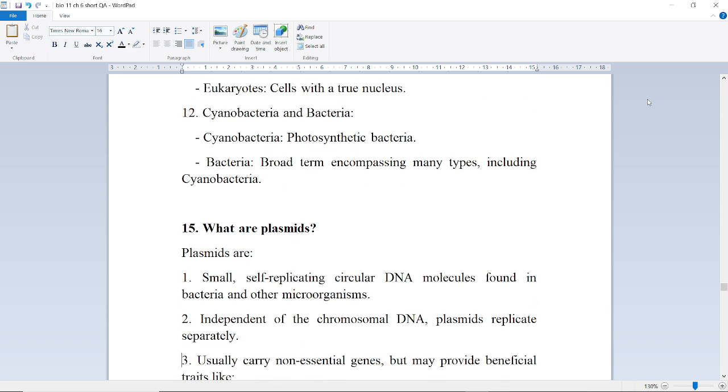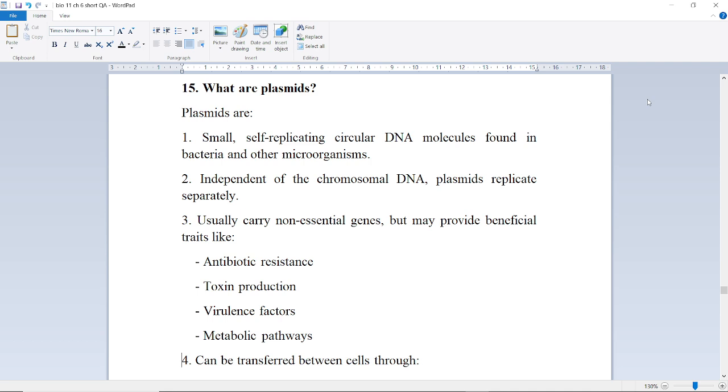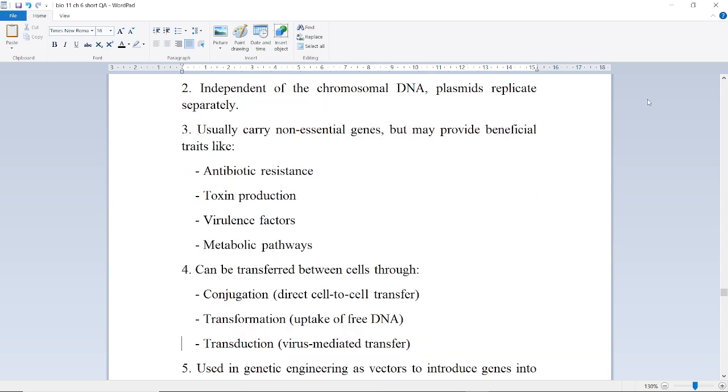Next is, what are plasmids? Plasmids are small self-replicating circular DNA molecules found in bacteria and other microorganisms. They are independent of chromosomal DNA. Plasmids replicate separately, usually carry non-essential genes, but may provide beneficial traits like antibiotic resistance, toxin production, virulence factors, metabolic pathways.